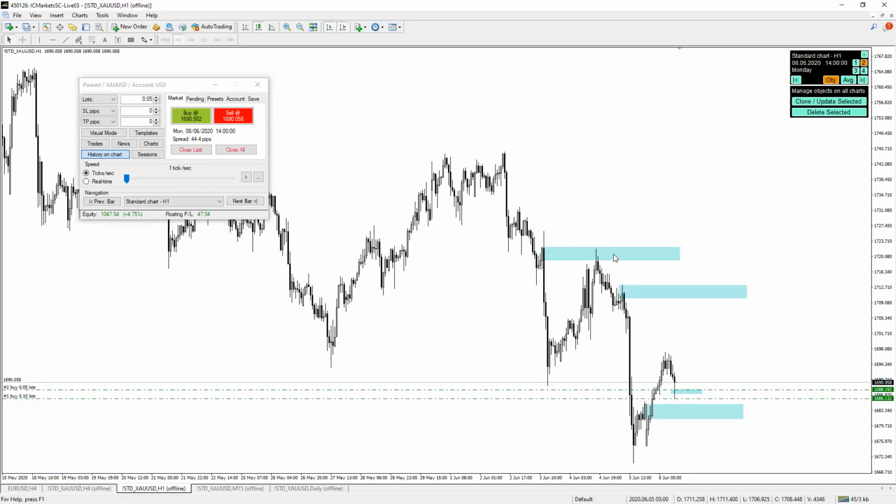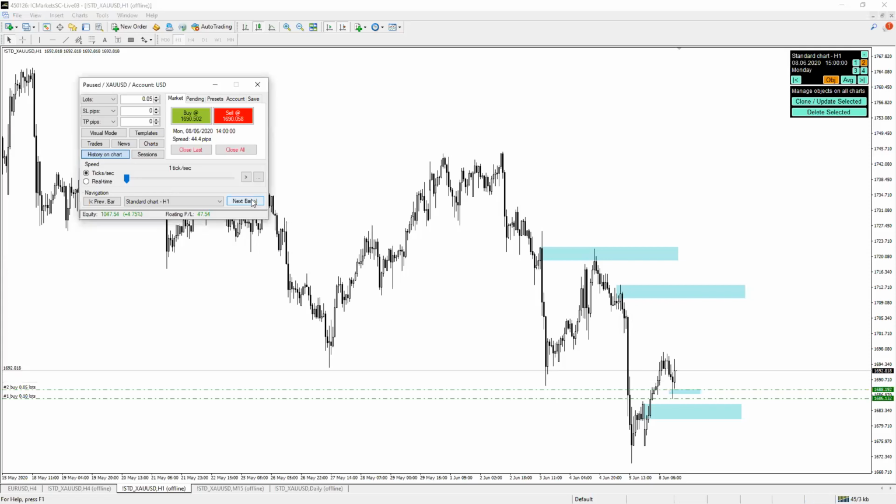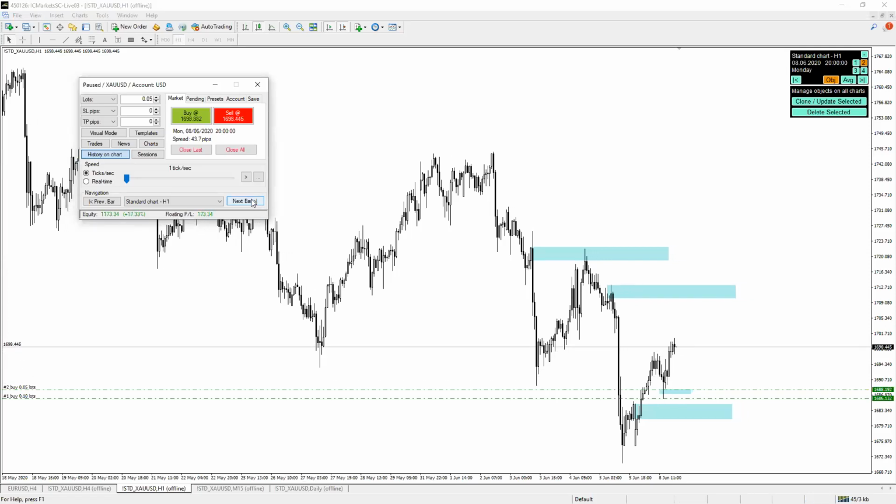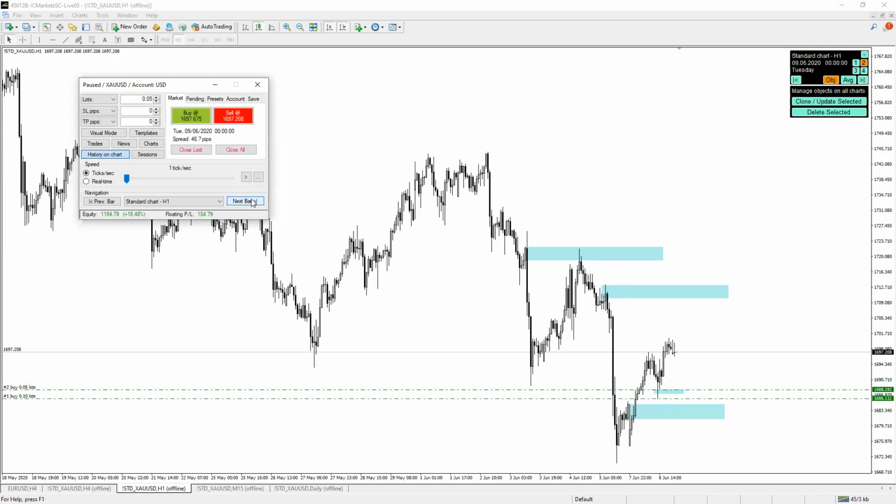So we'll be cautious around this point here. We do see a break above. So far we are seeing price break above. In the event price comes back, we will probably be retesting this area here if price drops all the way down.